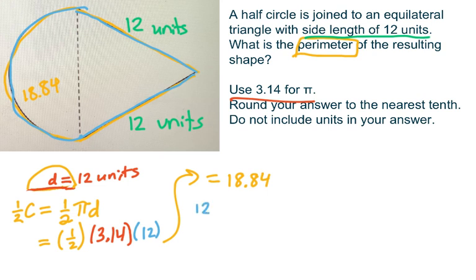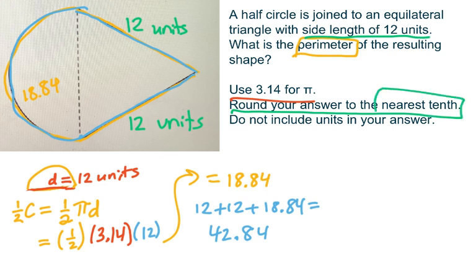So I can add that 12 plus 12 plus 18.84, and that gives me a total of 42.84. I have instructions around rounding. It says to round your answers to the nearest tenth. So I'll go to tenths, look to the next digit. It's a 4. I round it down, and so that means my answer will be 42.8 units for the perimeter.